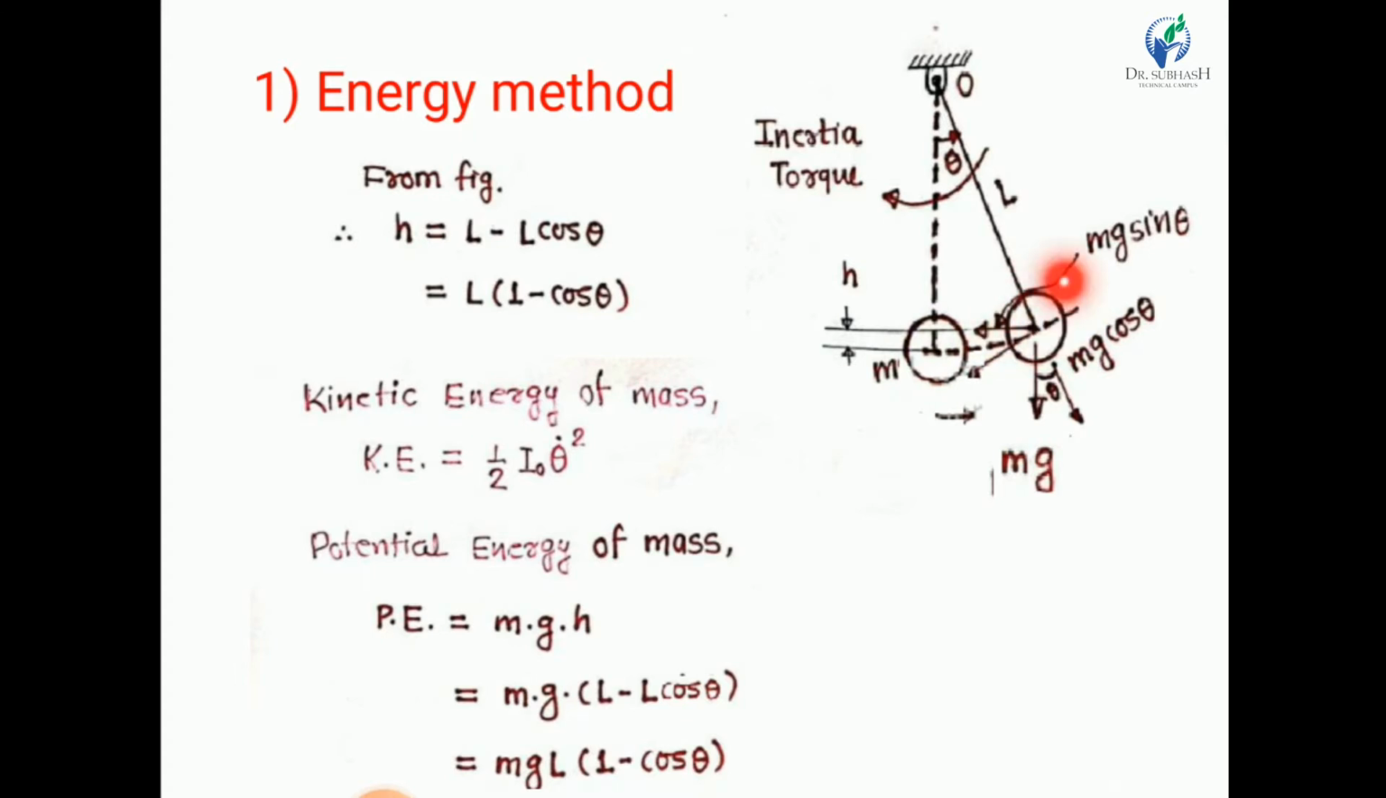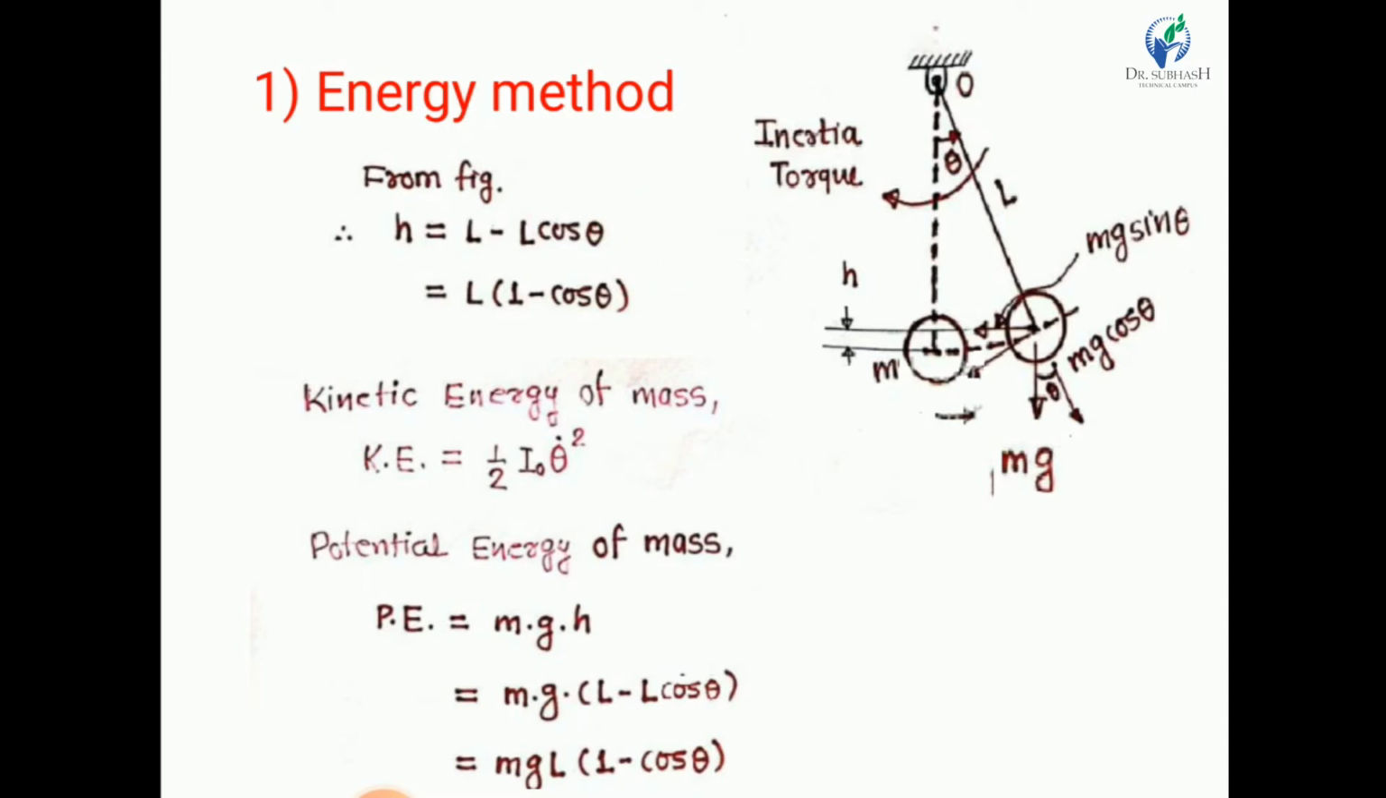When our bob reaches the extreme right position, there is an increment in height, small h. From the figure we can say that small h, in this energy method, is L, the total height, minus L cos theta, because this angle is theta, and theta is very small. So this is L minus L cos theta. So we obtain L in bracket 1 minus cos theta.